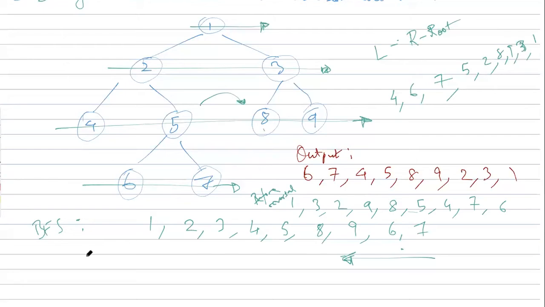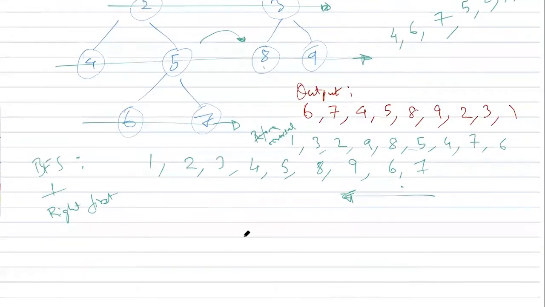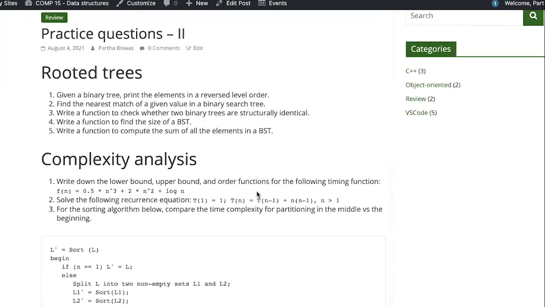Go to the right first. Exactly. So breadth first traversal with right first. And then when you store, and then reverse it, you'll get the intended output. Exactly. Clear? Okay.